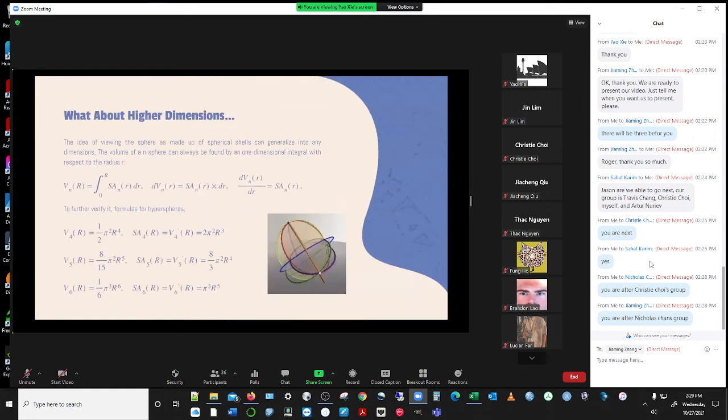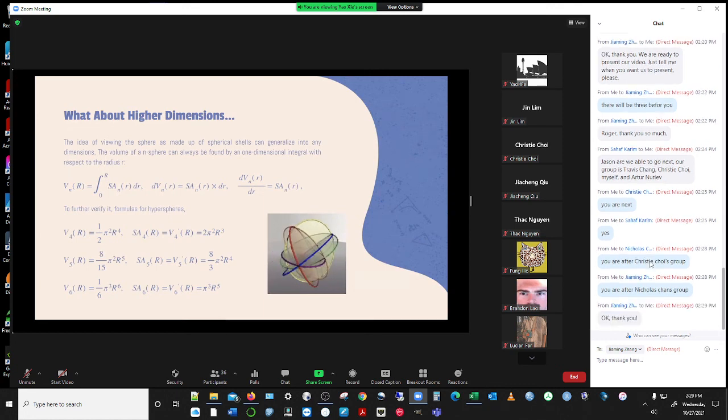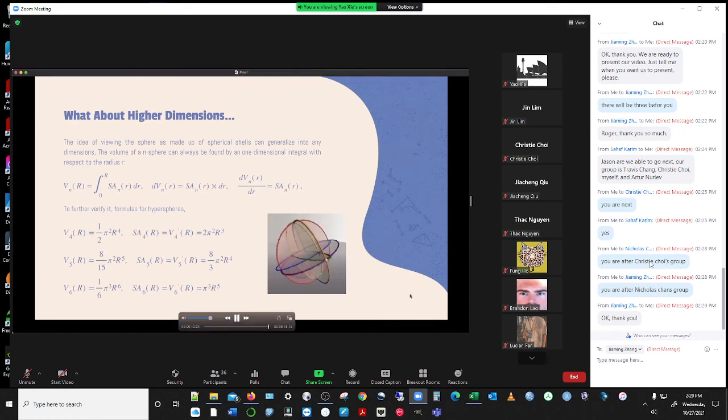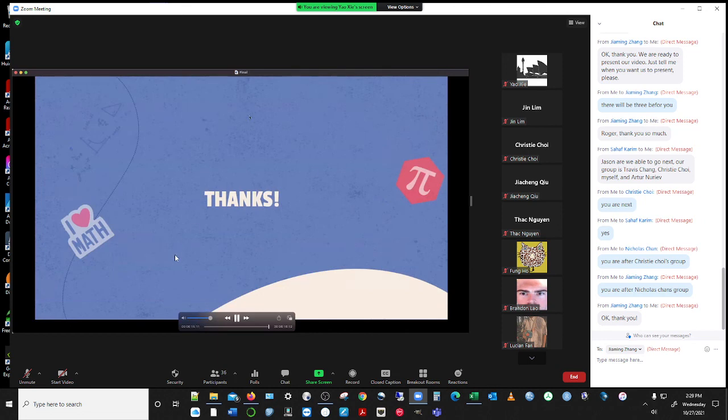But what about higher dimensions? The idea of viewing the sphere as made up of spherical shells can actually generalize to any dimension. The volume of a hypersphere can always be found by a one-dimensional integral with respect to the radius r. And to further verify it, I have included some examples, so you can see that the derivative relationship also holds in higher dimensions. And this concludes my presentation. Thank you for your patience and time.